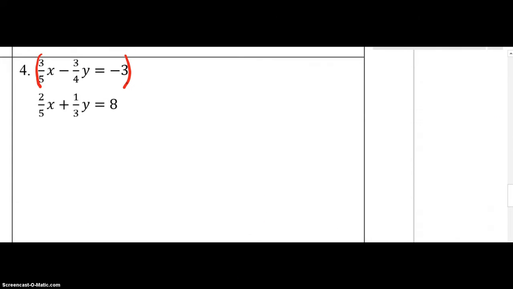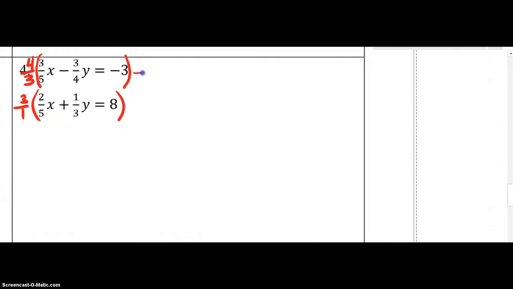If I want to get rid of y, that means that I want to get rid of the 3/4. What is the reciprocal of that? 4/3. And I want to get rid of the y in the bottom equation as well, what's the reciprocal of that? 3 over 1. Or just 3. Now, when I look at that, is one of them going to be positive and one of them going to be negative? Yes. So it's going to cancel them out. We're good to go.